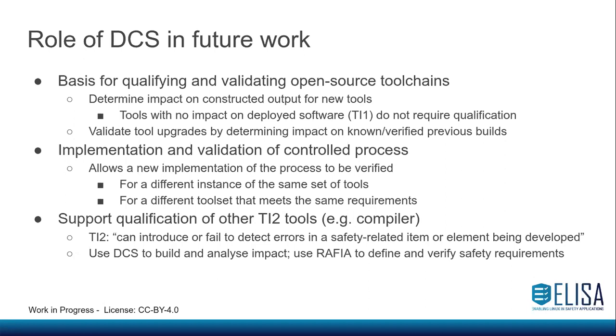And also where we need to actually support qualification of other tools, we can use DCS to actually identify where they have an impact and qualify what that impact is, and then use DCS to build it and confirm that our assessment of that impact is correct, and then use RAFIA to define and verify safety requirements from that.